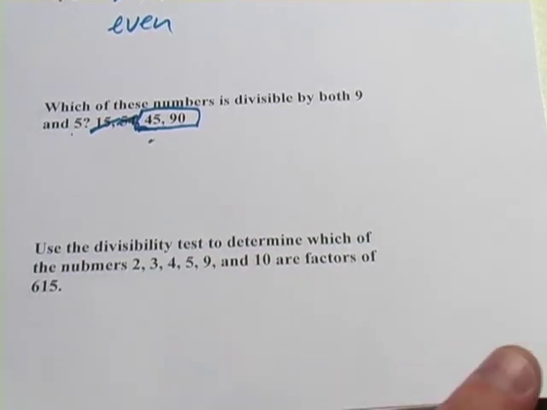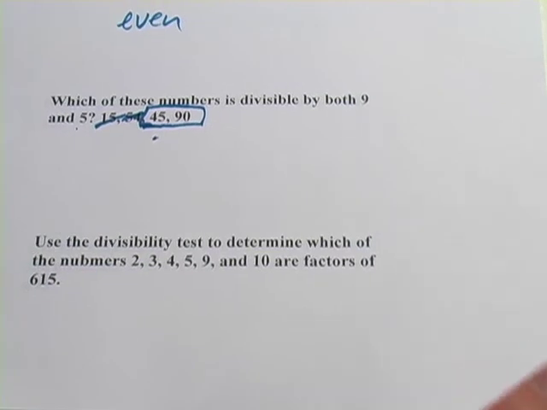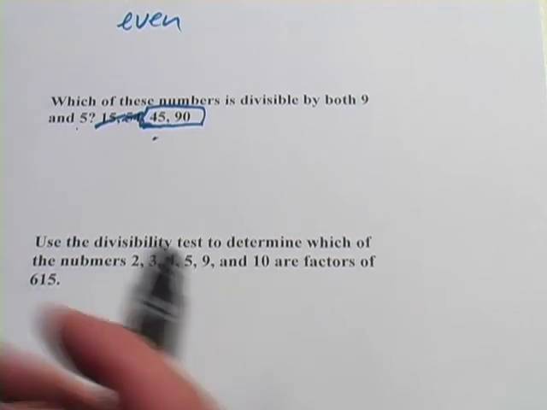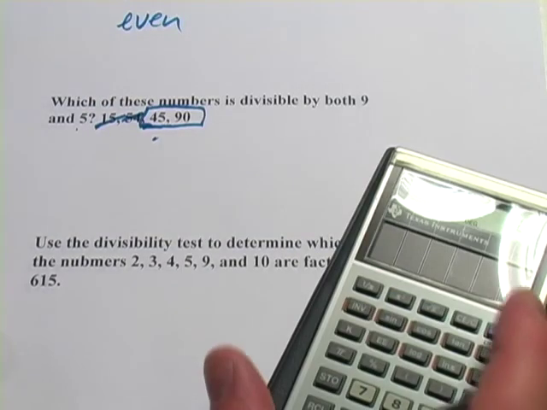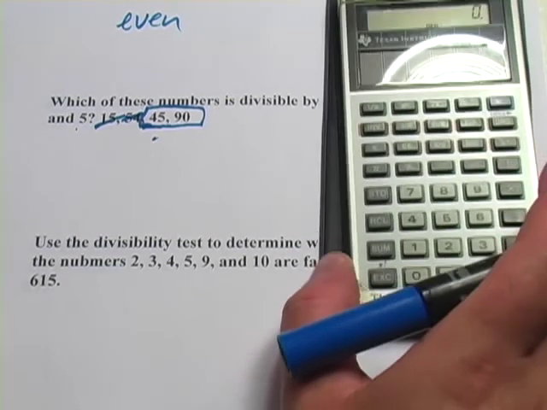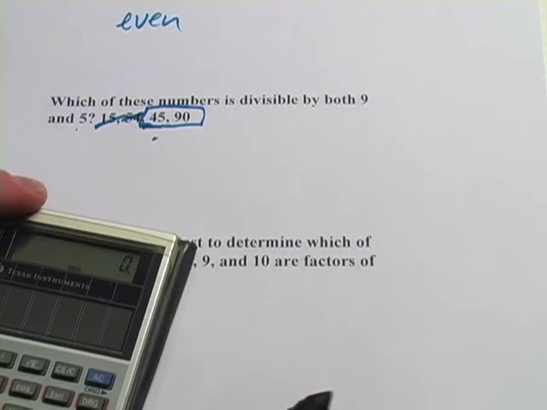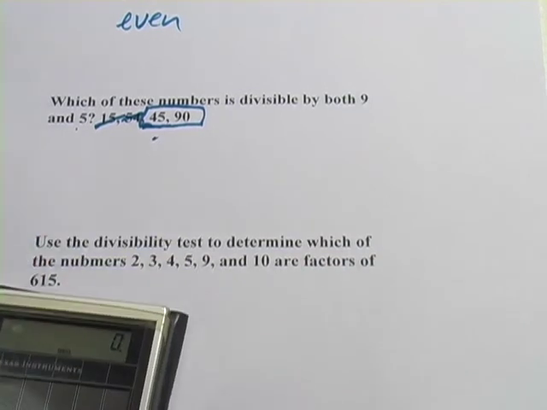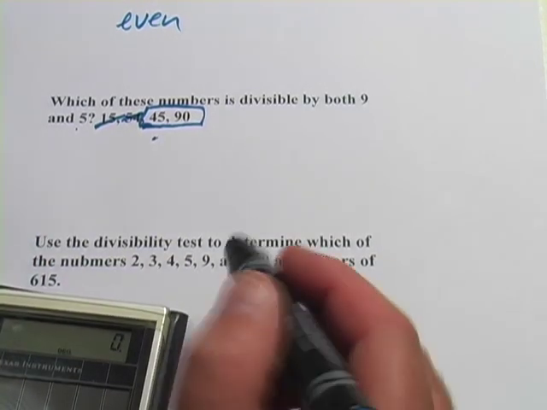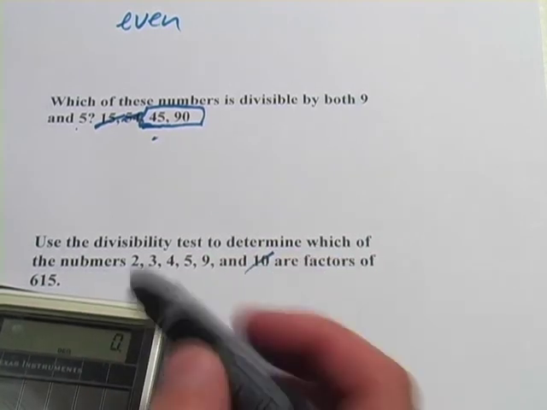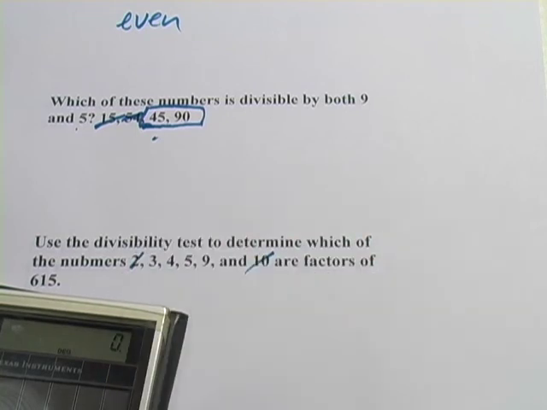One more. This says use the divisibility test to determine which of the numbers 2, 3, 4, 5, 9, and 10 are factors of 615. And this one you just want to kind of crank out on your calculator, except there's some you can probably rule out. Let me put this over here so there's not a glare. You can rule out 10, right? Because 615 does not end in a 0. You can rule out 2 because it's not an even number. And the others, maybe we're not so sure about.